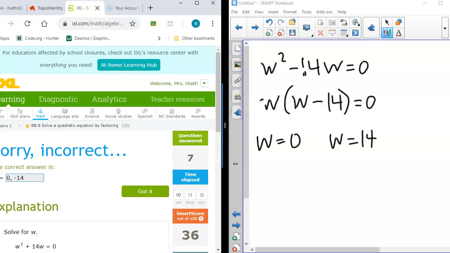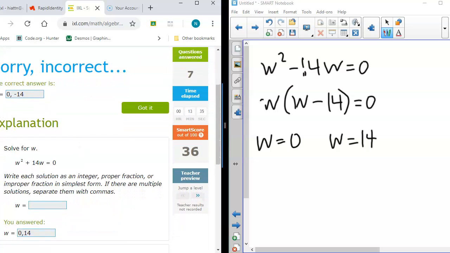Oh my, why is that wrong? Oh, because I wrote a minus and it was a plus in the problem. Ugh, I keep making myself go backwards.